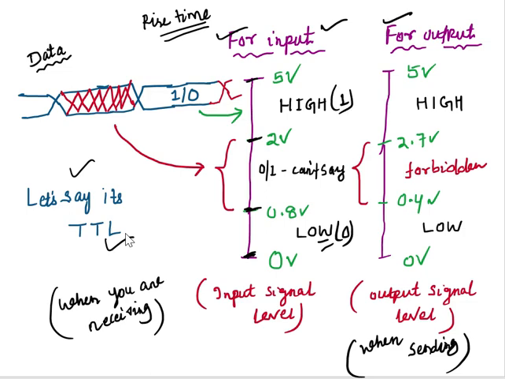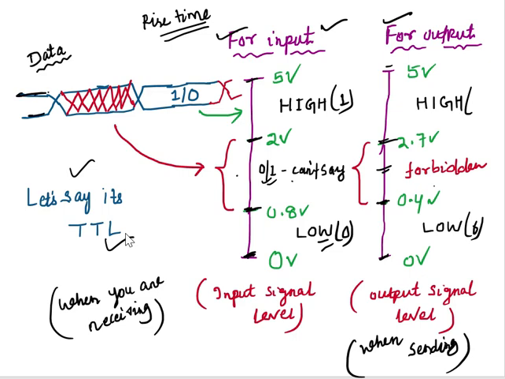And for output, if voltage is between 0 to 0.4 volt, then it is called low. And if it is from 2.7 to 5, it is called high. And if it is between 0.8 to 2 volt, it is undefined. We cannot say whether it is a 0 or whether it will be 1. This is a forbidden area. And for output, 0.4 to 2.7 is the forbidden area. We cannot say.